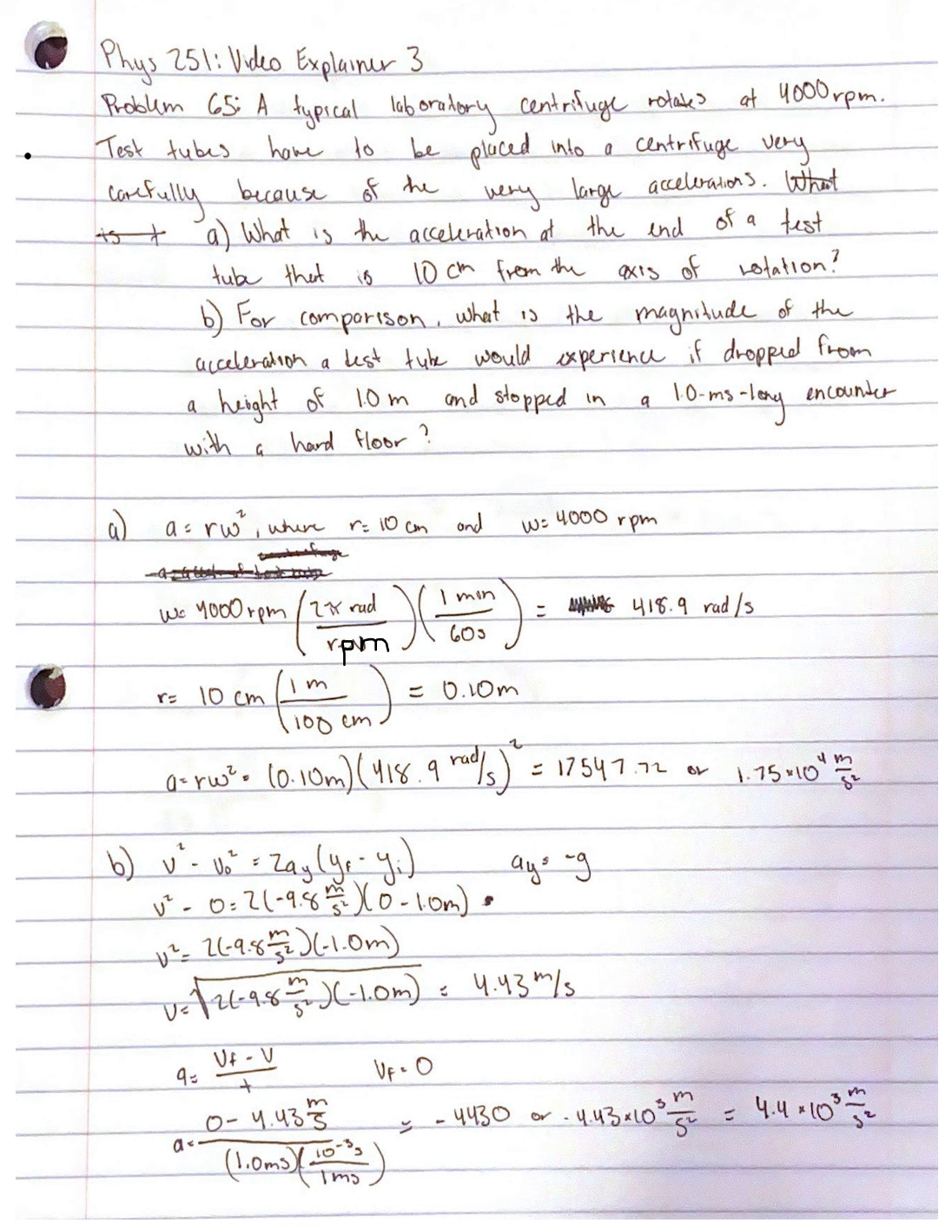Part A. What is the acceleration at the end of a test tube that is 10 centimeters from the axis of rotation? And Part B. For comparison, what is the magnitude of the acceleration a test tube would experience if dropped from a height of 1.0 meters and stopped in a 1.0 millisecond long encounter with a hardwood floor?